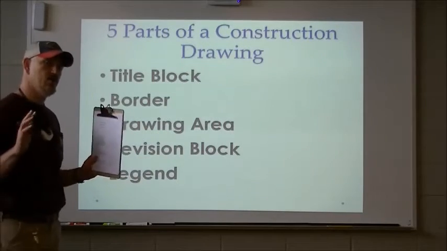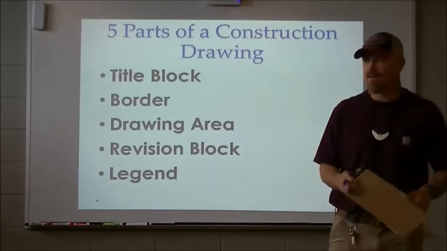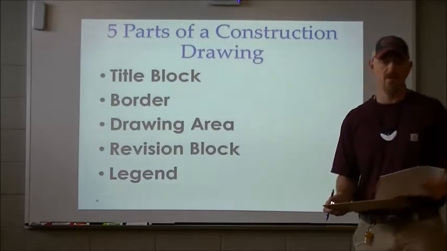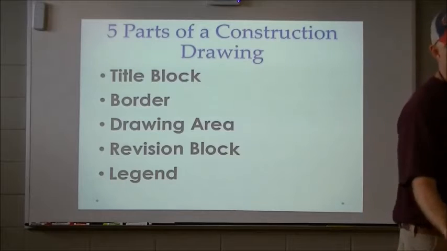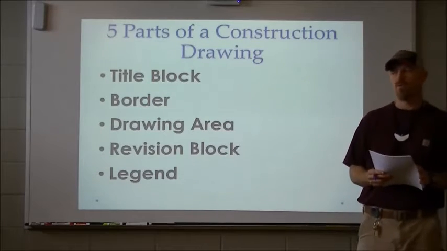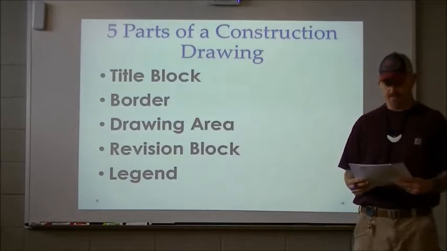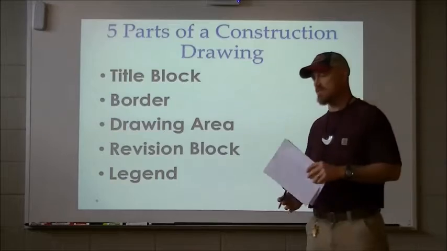Okay, now when you talk about construction drawings, you've got 5 parts of a specific drawing. Those parts start with the title block, the border, the drawing area, the revision block, and the legend. So we're going to talk about each of these little parts.